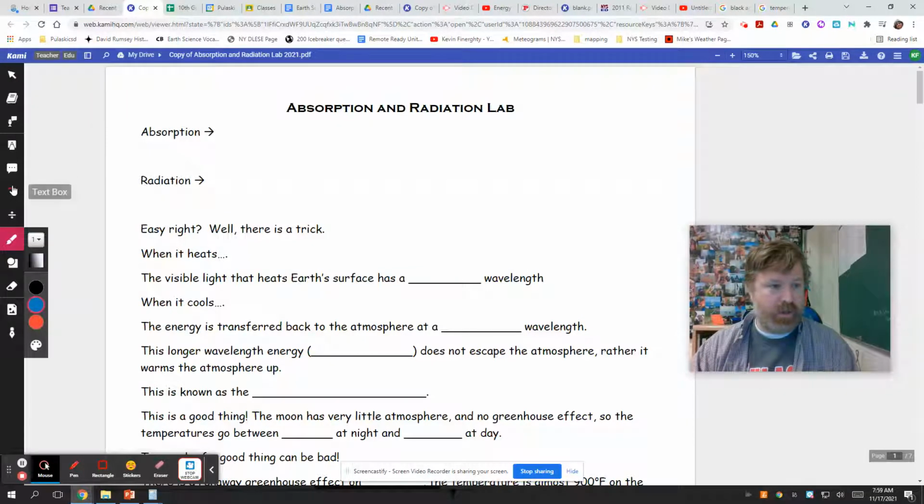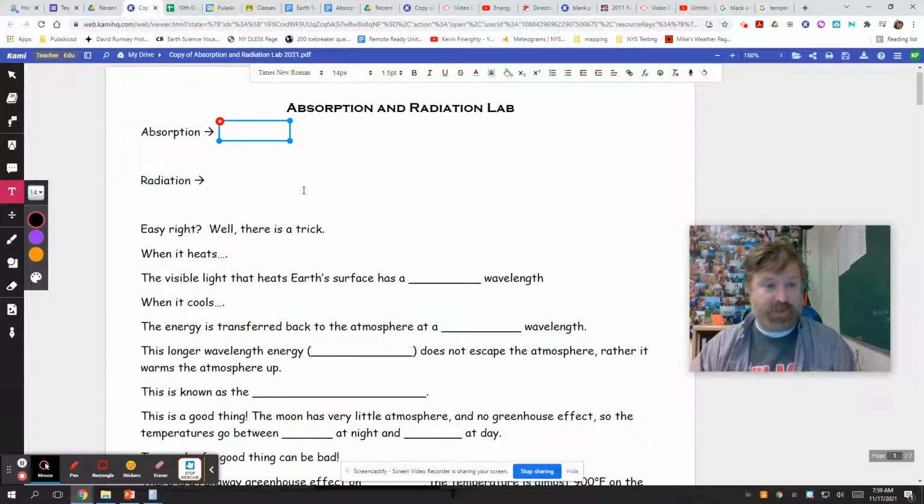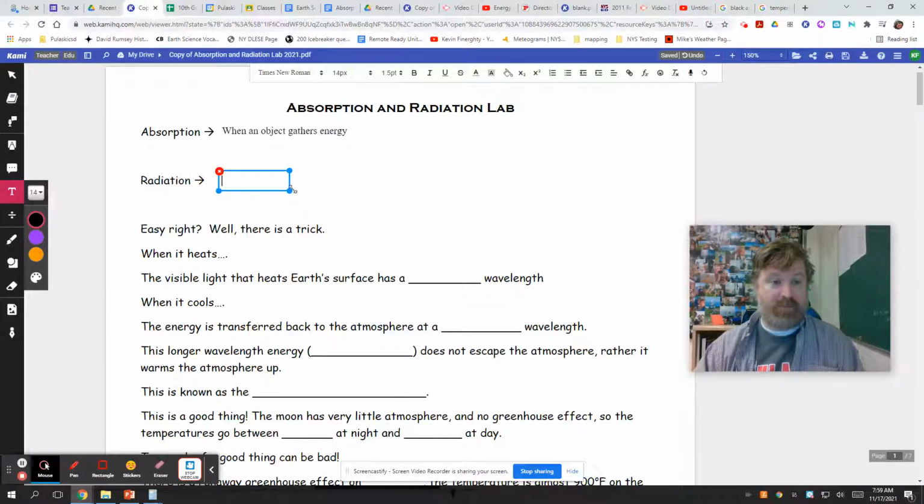So let's do the front cover together. Not too bad. What we've been doing, absorption and radiation. Now, I'm not going to do sciencey, scary definitions here. Let's just keep it simple. Absorption would be like when an object gathers energy. I don't know if that's the perfect word, but I also like these definitions to be usable too. Radiation would be when it gives it back off to the room. Maybe gains and loses would have been a good way to say it. When it loses its energy.